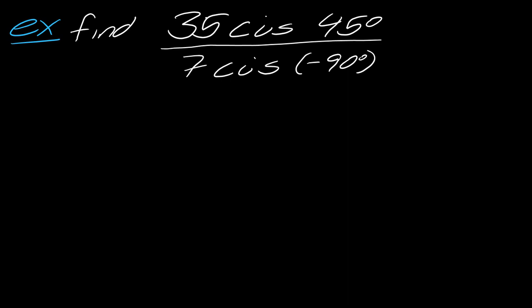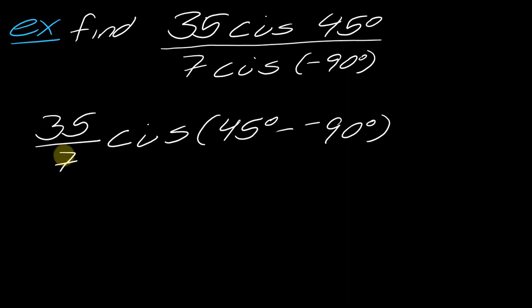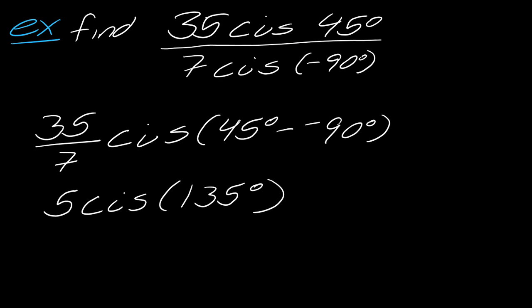Okay, so for me to do this, I'm going to take 35 divided by 7 and then 45 minus negative 90. So there's the work that goes into that. Ultimately this is going to be 5 CIS 135. That, of course, stands for cosine of 135 plus i sine 135, but we could just leave everything in the nice abbreviated form.